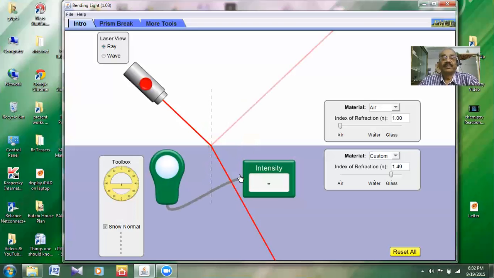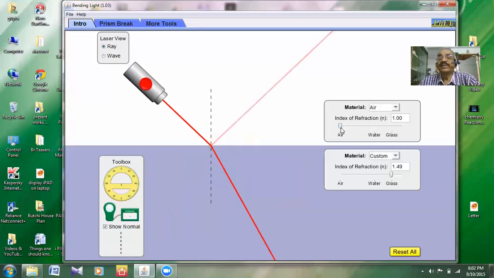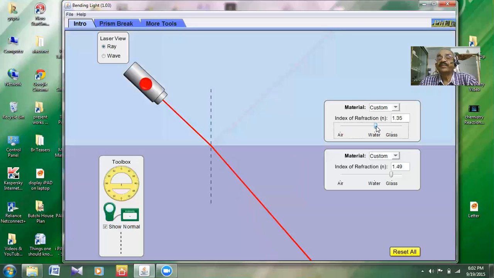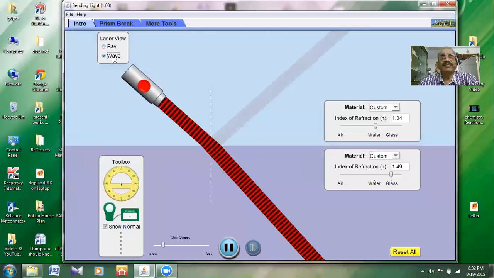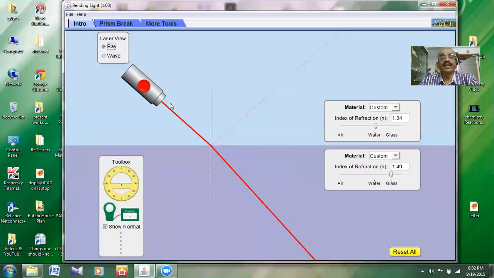Now, coming back, you can change this from water to glass also, as such. So in this case, the angle of incidence and the angle of refraction vary as such. Now let us do it the other way. One more thing I forgot. It can also be sent as a wave. But let us do with the ray only.